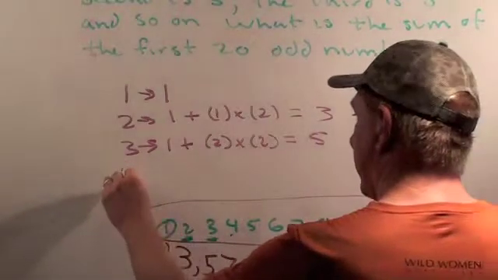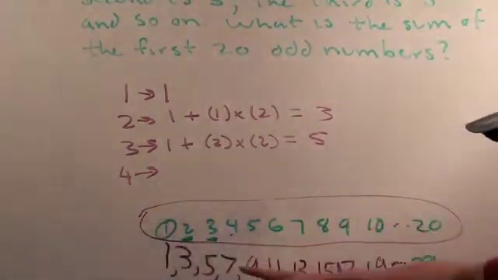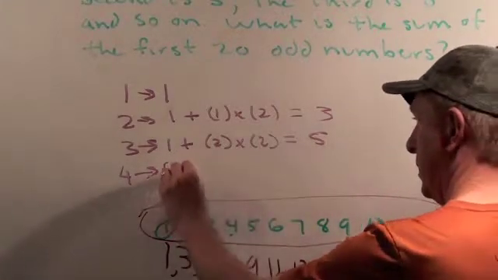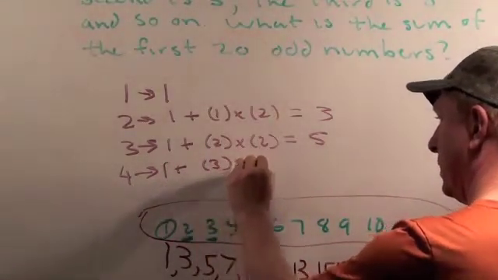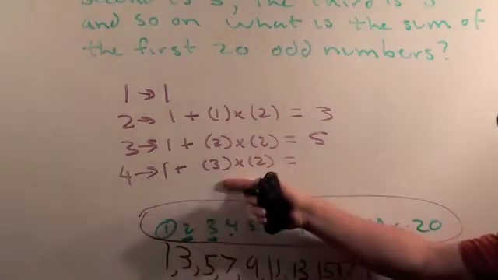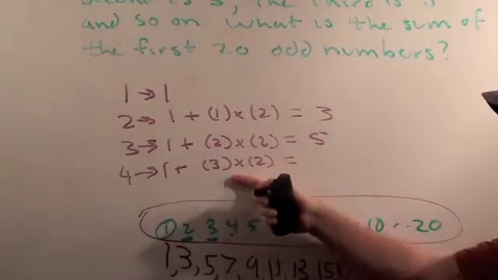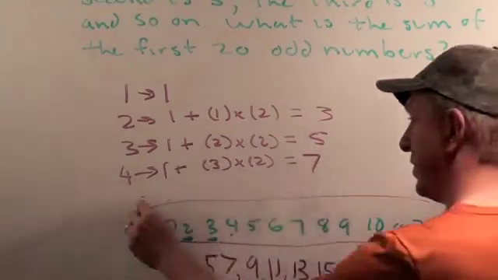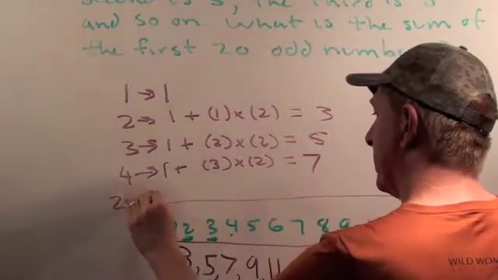What's the fourth number? The fourth number here is 1 plus 3 times 2, which is 1 plus 6, which is 7. Okay? And what's the 20th number going to be?